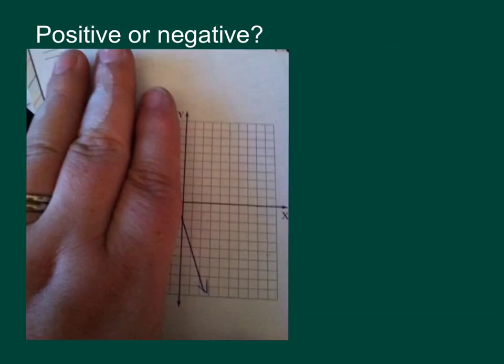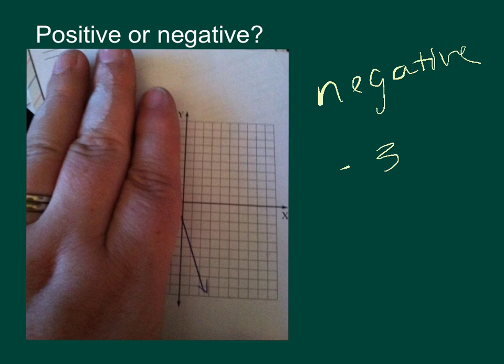Now I have to decide if my line is positive or negative. What I do is I cover up the left side of the graph and I look at the line. Is that line pointing up or down? Since the line's pointing down, that means that the slope is negative. So my slope isn't 3, it's actually negative 3.